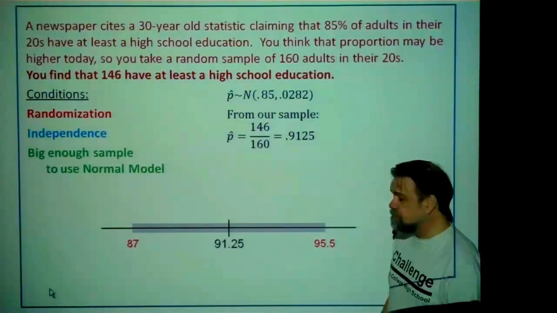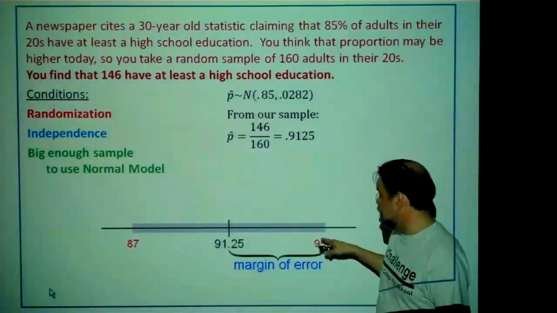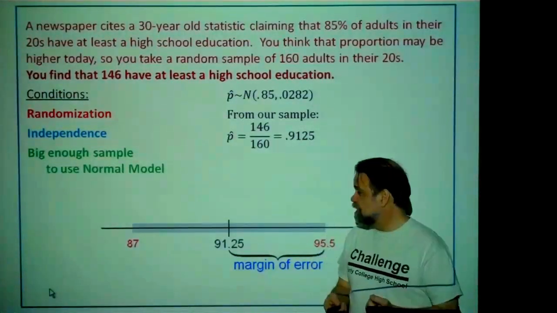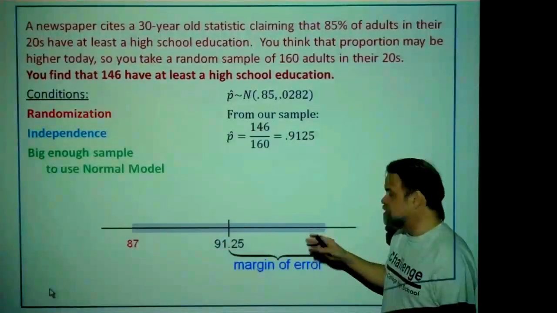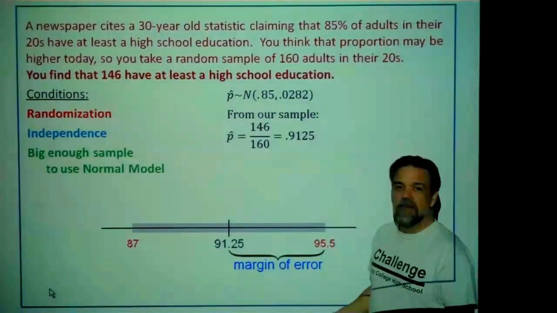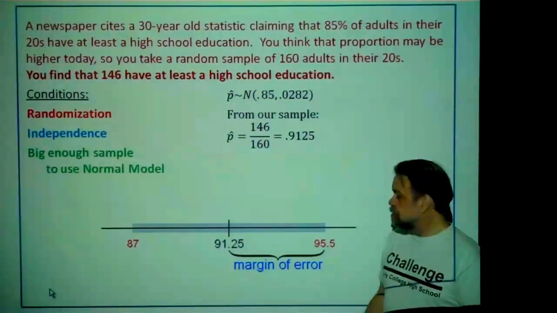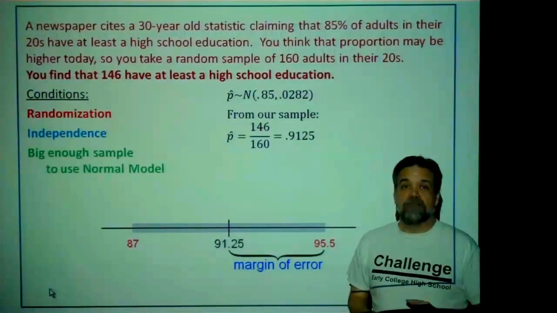Now, the other thing that goes up with my confidence is this thing right here, the margin of error. All right? Matter of fact, a lot of times what you'll hear people say is, instead of describing this as an interval from 87 to 95.5, they'll say, well, it's 91.25 with a margin of error of, what's that, 4.25. Okay? That's exactly what a confidence interval is.